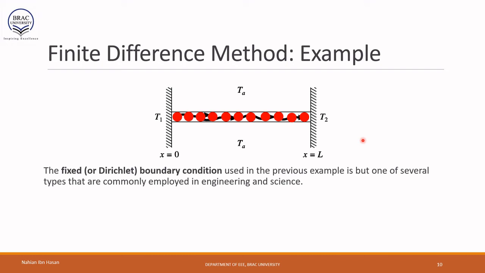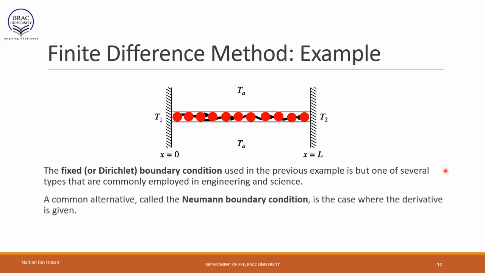We have just used fixed boundary conditions. That means we are given the temperature at these two fixed boundaries. That means T1 was 40 and T2 was 200. Those are fixed. That's why it is called the fixed boundary condition, or another name is Dirichlet boundary conditions.